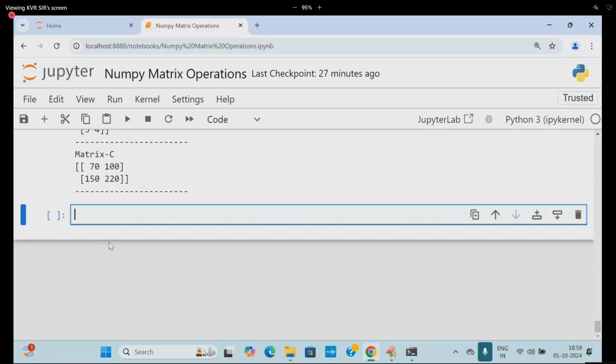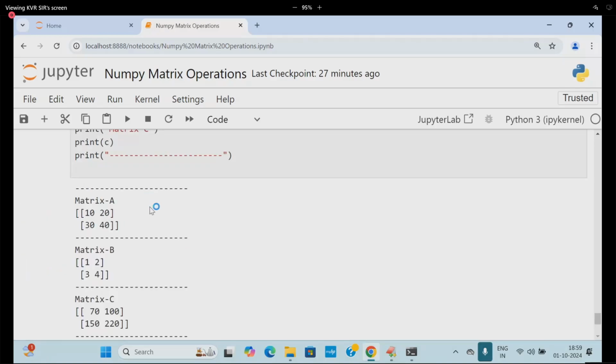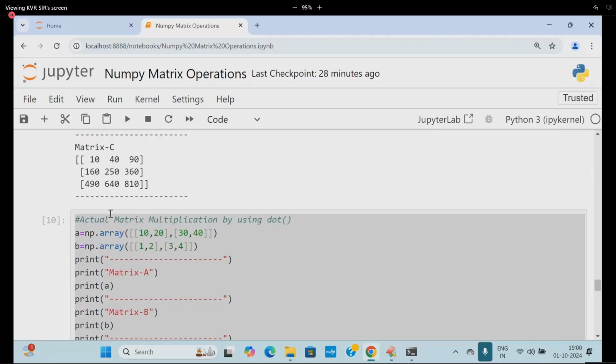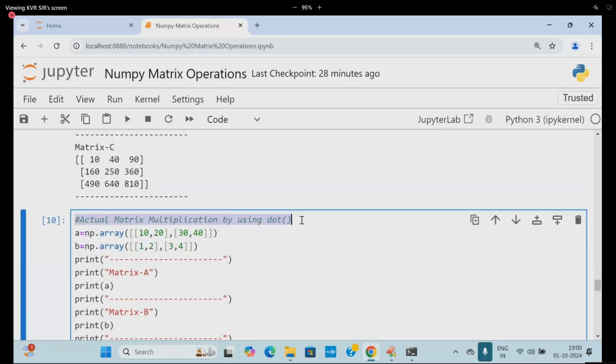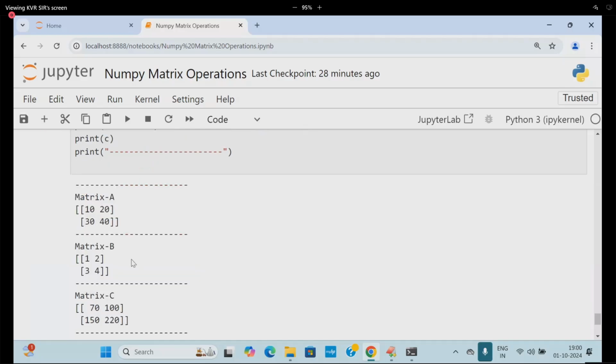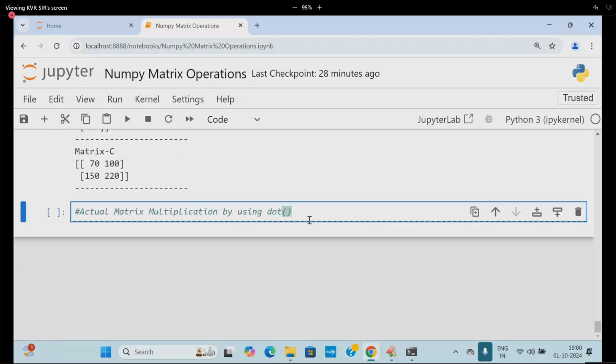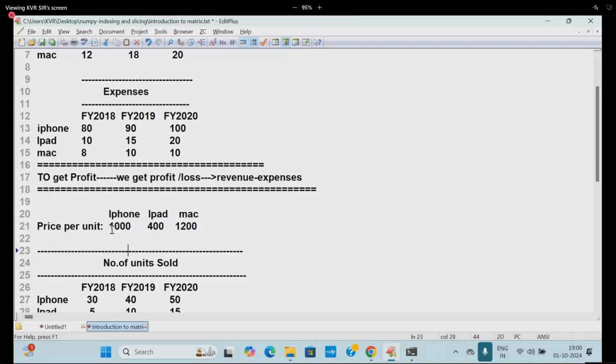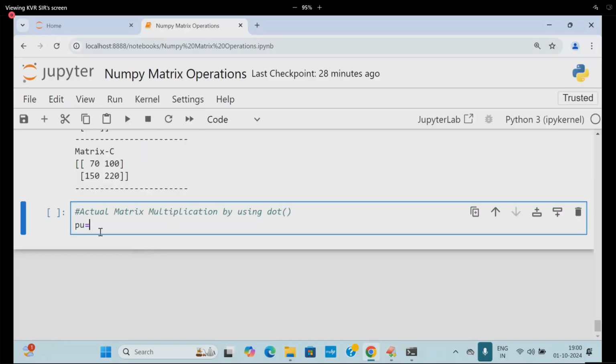Now I am going to take up the difference between multiply, dot and matmul. Another kind of concept, I will continue with that. Going to our case, here I'm taking price per unit. PU is equal to. Tell me.